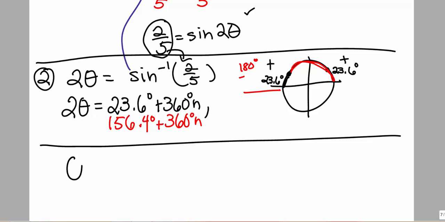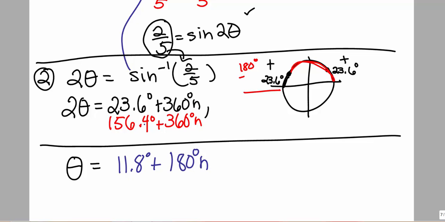Now, we don't want to solve for 2 theta. In the end, we really want to get to what theta itself has to be. So we're going to divide everything through by 2. 23.6 divided by 2 gives us 11.8 degrees. Plus, remember that we divide every term by 2, so not just the angle out front, but also the 360 in. So that's plus 180 in.